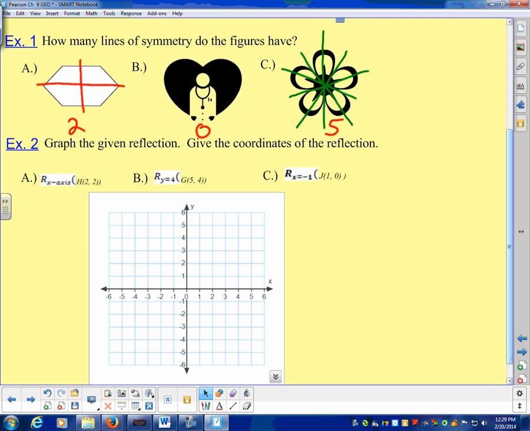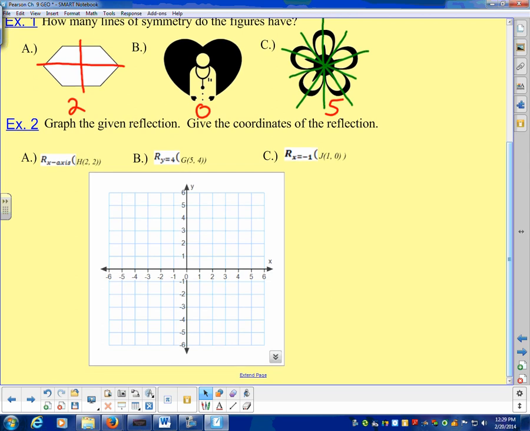All right. Here's why you have to understand that x equals lines are vertical and y equals lines are horizontal. Here's what comes into play. We're going to graph the given reflection, given the coordinates of the reflection. This is kind of a little typo here, but capital letter R means reflection. We're going to use lowercase letter r for rotations. And the subscript tells you what you're reflecting it over. It will either be a horizontal or vertical line, primarily in this lesson. And then what you're going to reflect could be a point, a line segment, a triangle, any shape that we've studied so far.